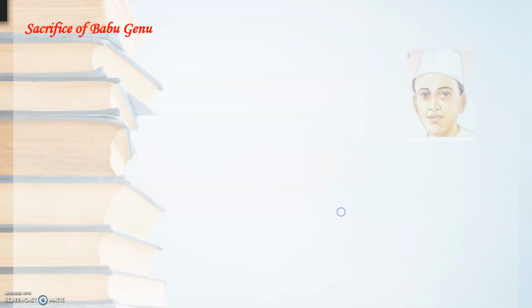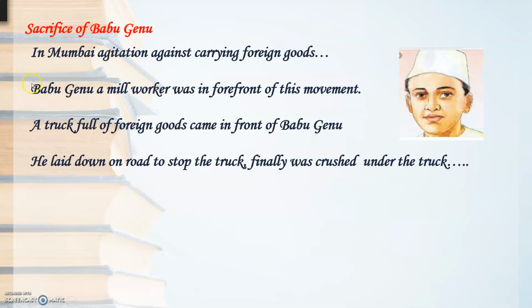Sacrifice of Babu Genu. In Mumbai, agitation against carrying foreign goods was practiced. That means people in India did not allow any foreign goods to come to India. Babu Genu, a mill worker, was in the forefront of this movement. A truck full of foreign goods came in front of Babu Genu.